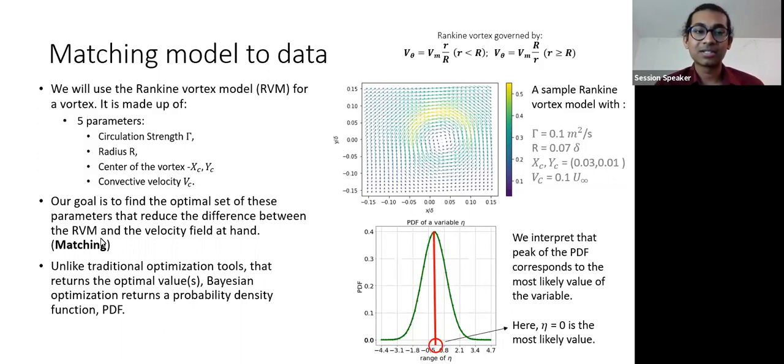Unlike traditional optimization tools that return an optimal value, a Bayesian optimization returns a probability density function, a PDF. An example of a PDF of a variable eta is shown on the right. We interpret that the peak of a PDF corresponds to the most likely value of the variable. So in this example, eta equal to 0 is the most likely value.